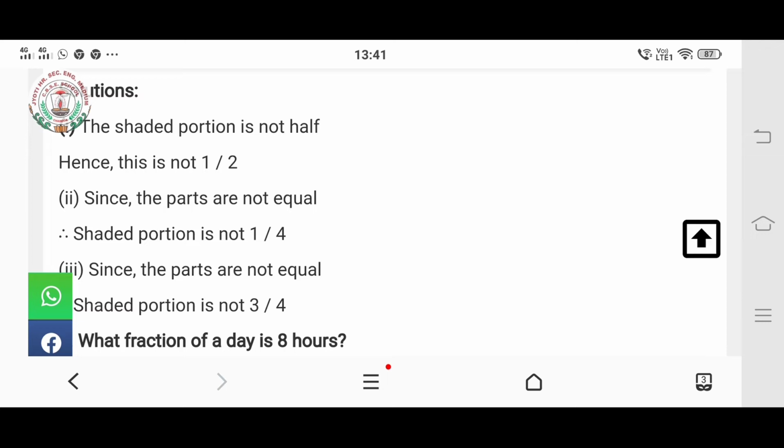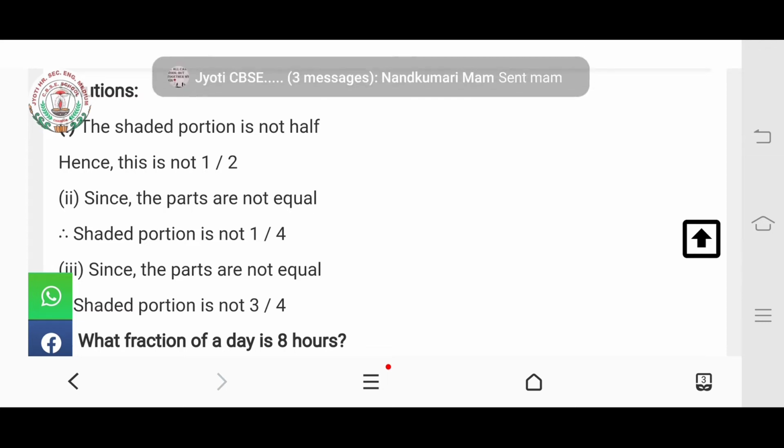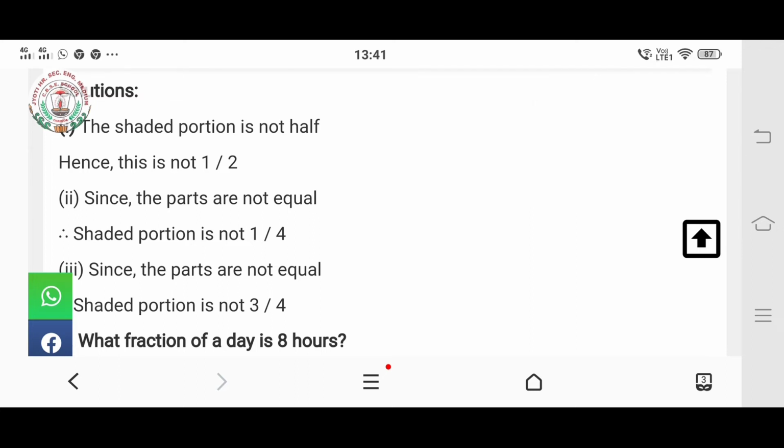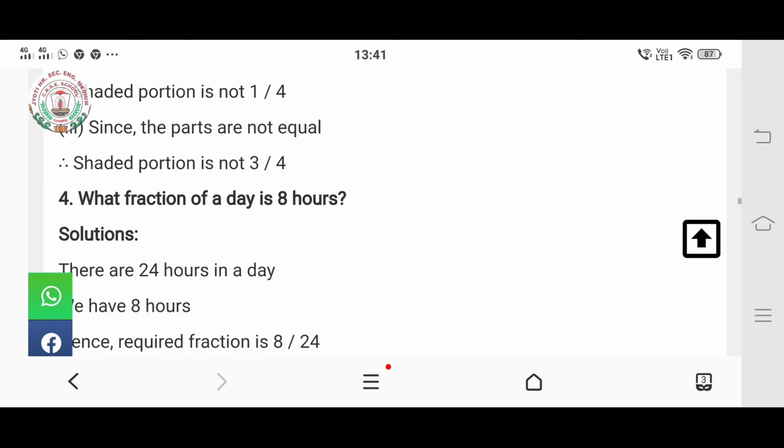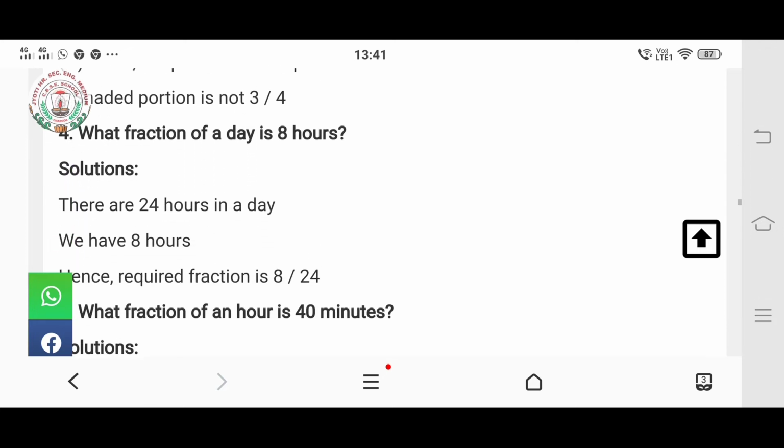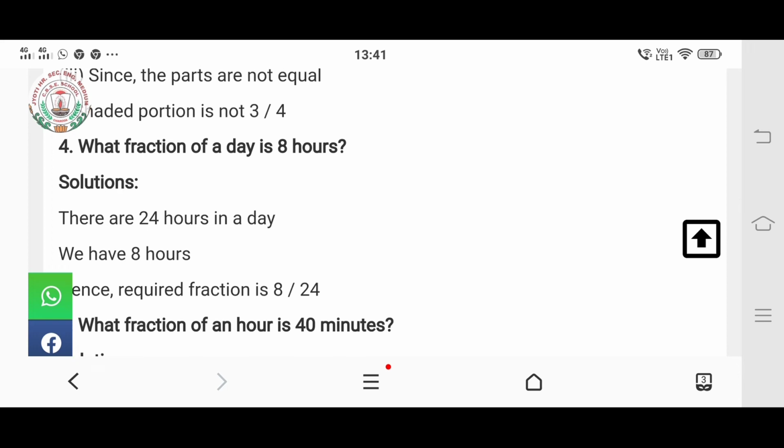Total day means 24 hours. So 8 by 24 will be the fraction, and also you can just convert it into simplest form. Let us see how to solve. There are total 24 hours in a day and we have 8 hours. Hence the required fraction is 8 by 24.